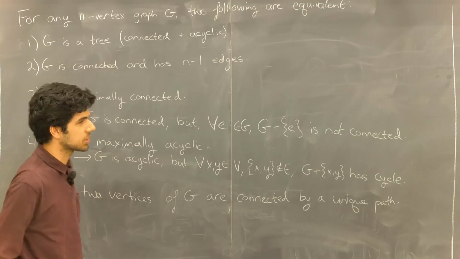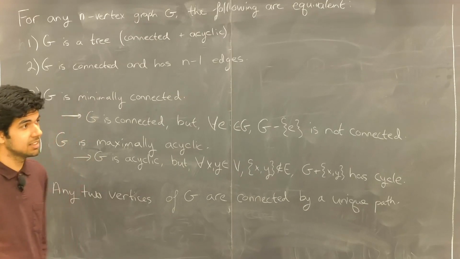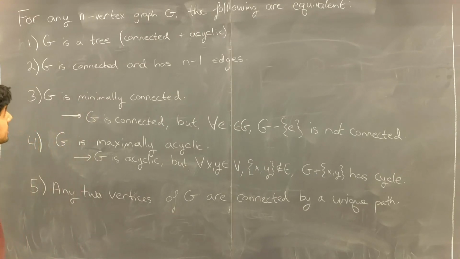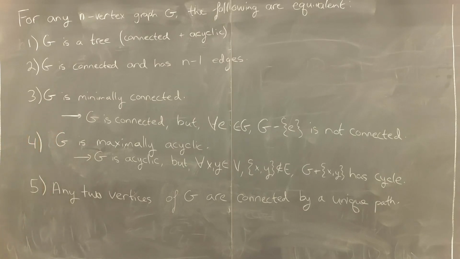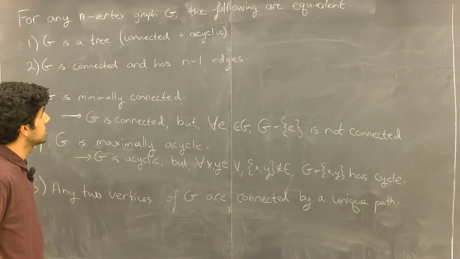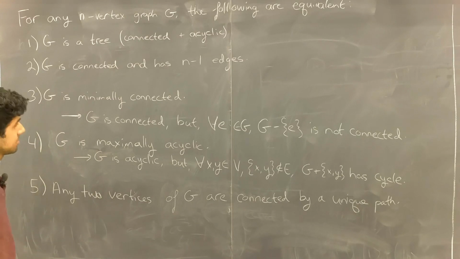This is something that you saw in lecture on Tuesday, the 9th, and basically it's a bunch of equivalencies between facts about graphs. And this is incredibly good to be aware of. So let's read through it. For any n-vertex graph G, the following are equivalent. G is a tree, meaning it's connected and acyclic. That is equivalent to saying that G is connected and has n-1 edges.